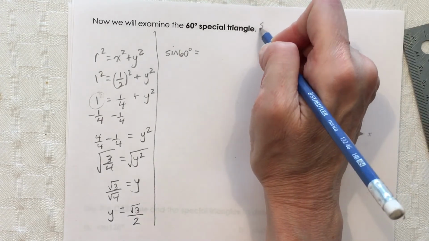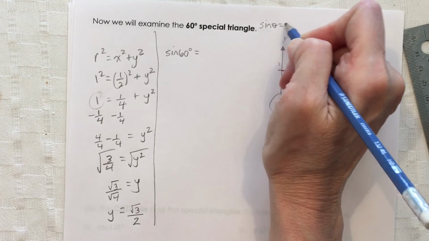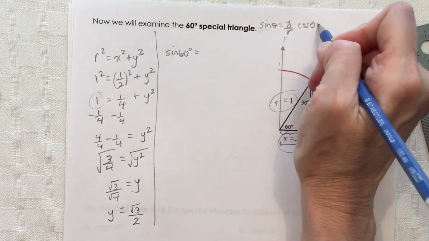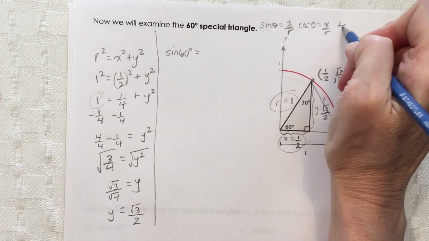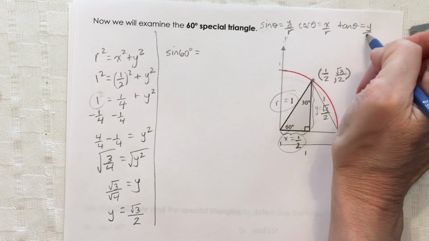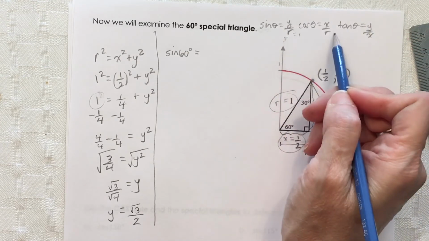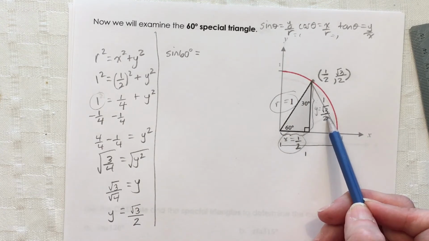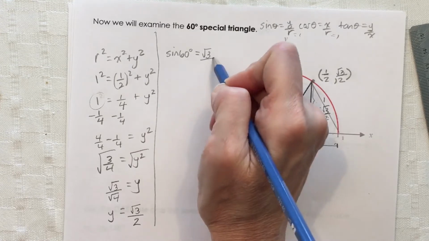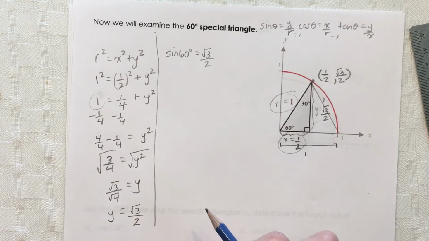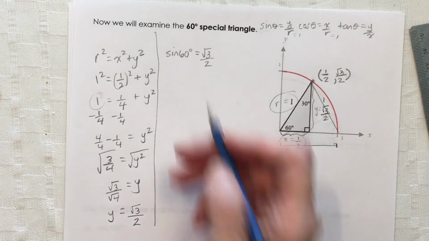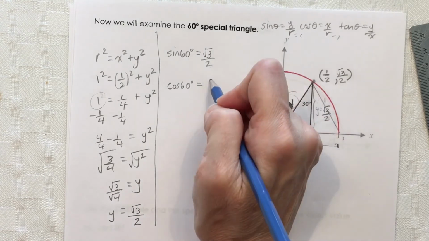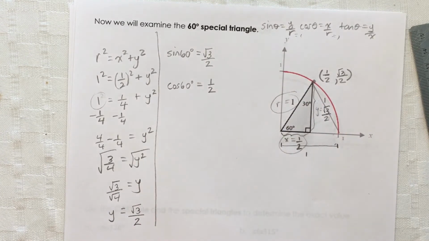So if we remember these from the CAST rule, sine of theta is y over r. Cos of theta is x over r. And tan of theta is y over x. But r is 1, and dividing by 1 doesn't change anything. So in this case, the sine of 60 is just going to be root 3 over 2, because root 3 over 2 divided by 1 is still root 3 over 2. And the cosine of 60 is the x value, which is 1/2, divided by 1, which is still just 1/2.